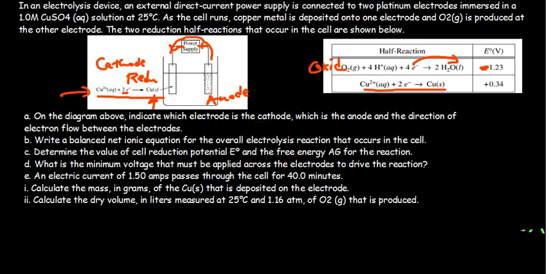What is the minimum voltage that must be applied across the electrodes to drive the reaction? What is the minimum voltage that must be supplied? So the minimum voltage, of course, is basically going to be the same value that was determined for the voltage. So we need a minimum of about, we calculated 0.89, right? So a minimum of 0.89 volts is required to drive the reaction. Anything less than that won't work.